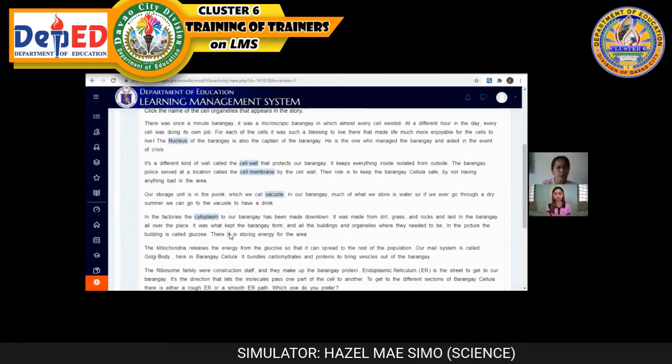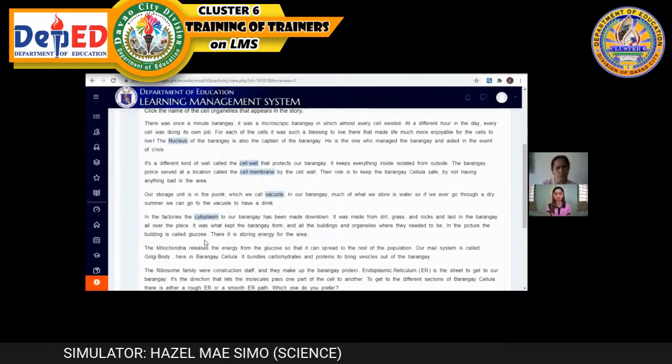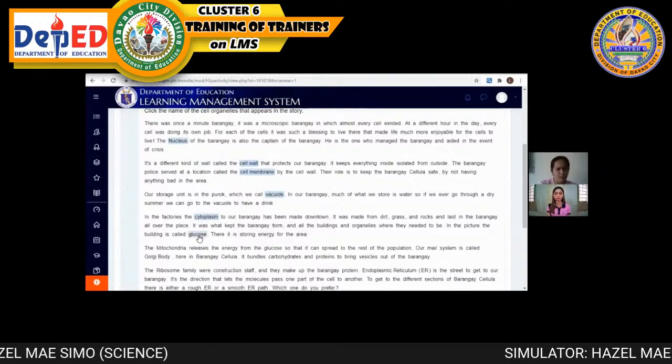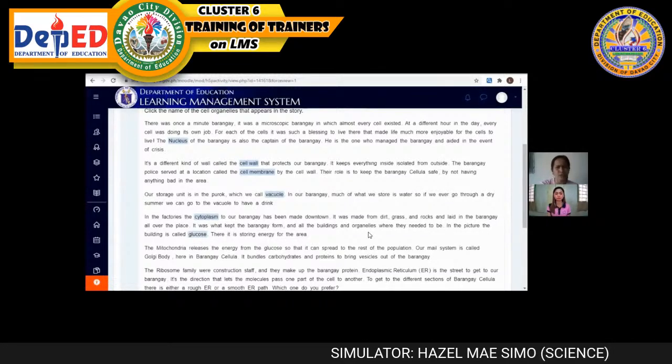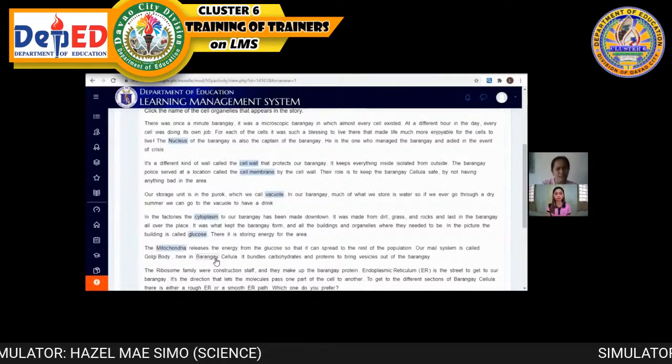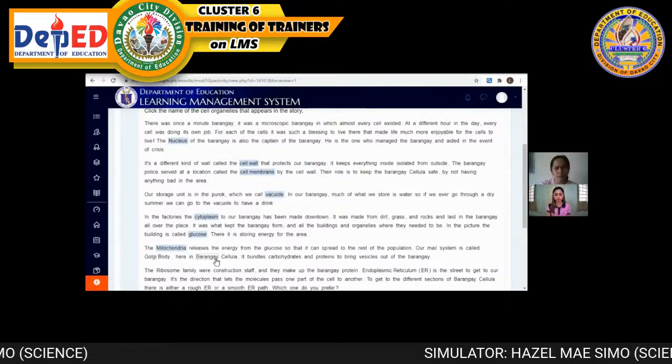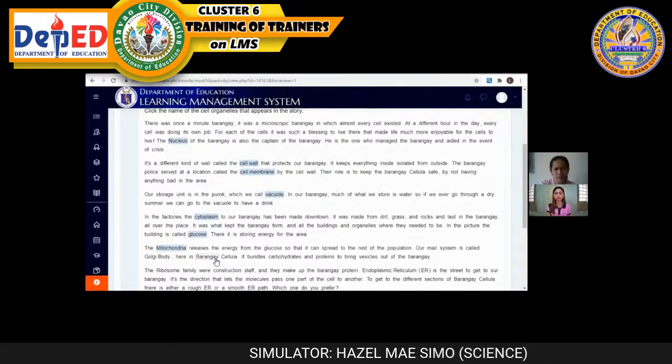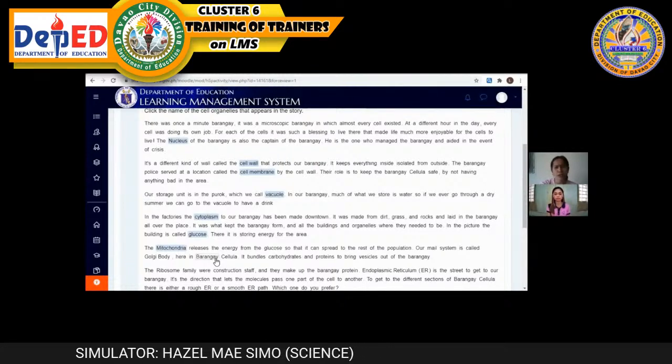In the picture, the building is called glucose. Here it is storing energy for the area. The mitochondria releases the energy from the glucose so that it can spread to the rest of the population.